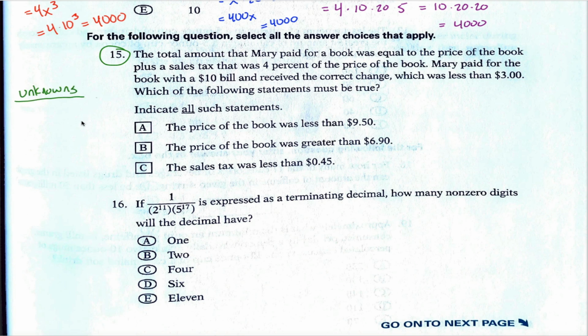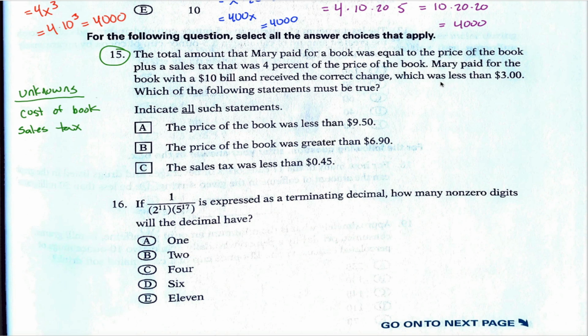I mean, I guess there's a lot of things we don't know. We don't know what book she got, but we don't care about that. There's several things that are relevant to this problem that we don't know. We don't know the cost of the book, but that'd be awesome if we did know that because that would help us figure out whether A and B are correct. And then we also don't know the sales tax. That'll be relevant for figuring out part C here.